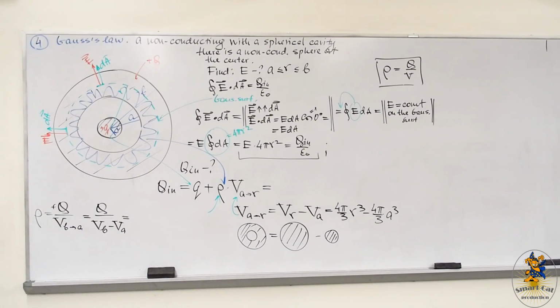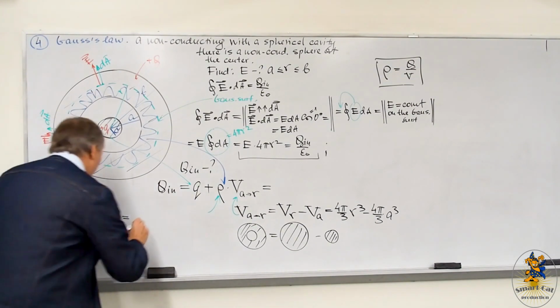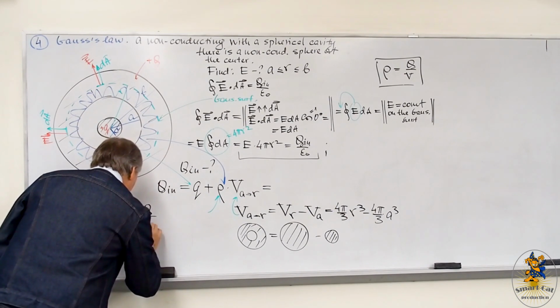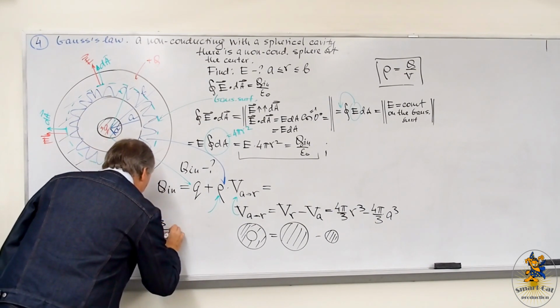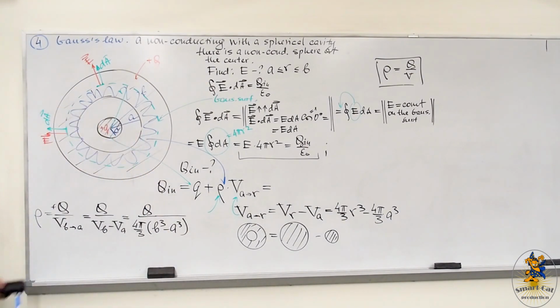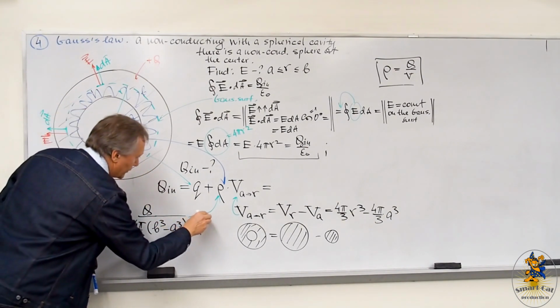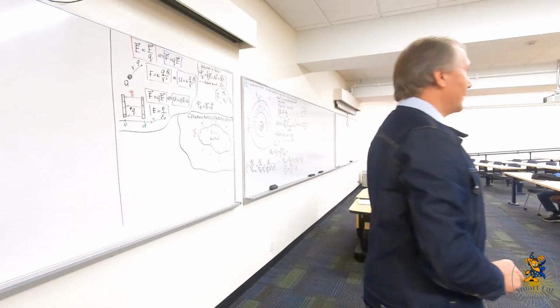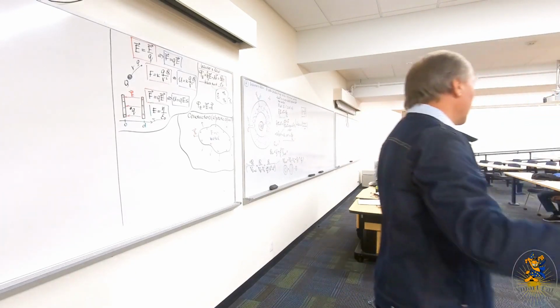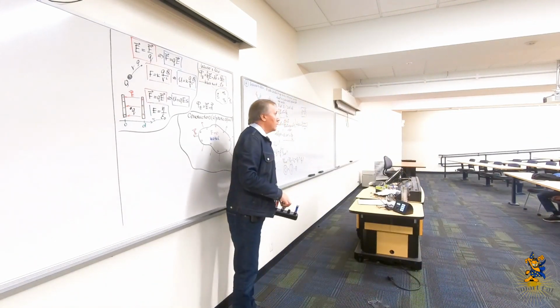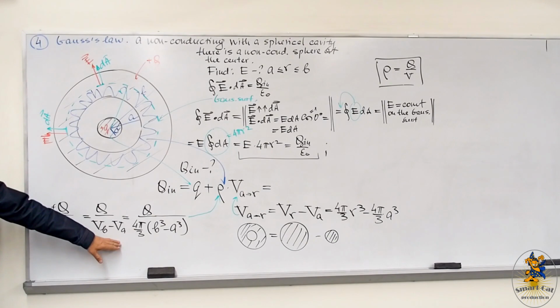It's geometry and the definition of the volume charge density, nothing else in this part. So it will be Q divided by 4 pi over 3 times b to the power 3 minus a to the power 3. So this goes into that. So now we just need to combine these two expressions, and that will be the answer. Clear?